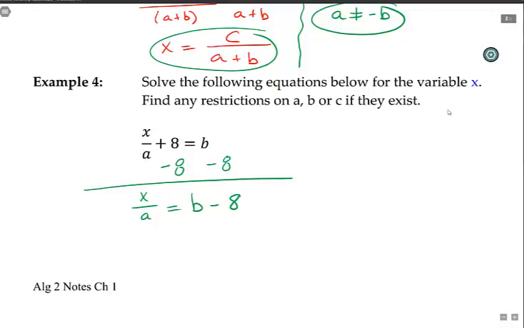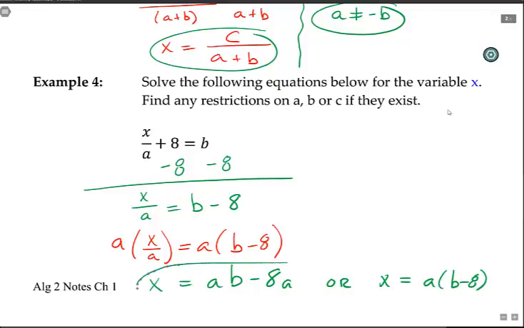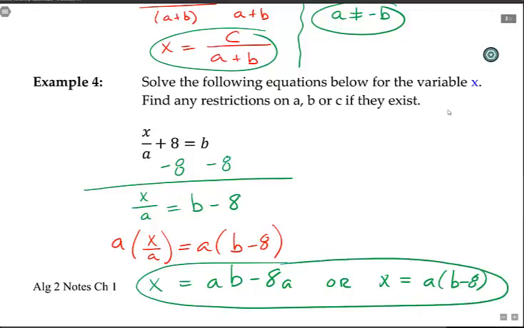To get rid of the dividing by a, we're going to multiply both sides by a. Because you multiply, and that's the opposite of division. Notice on the right side I used parentheses. The a's on the left are going to cancel, leaving me x equals ab minus 8a, or x equals a times b minus 8. Now, both of these could be written as our answers, and it doesn't matter which one you have, so long as you have one of them.